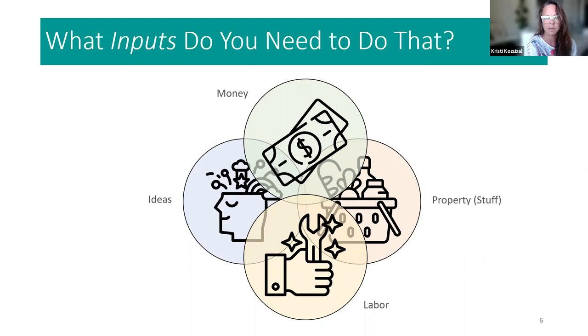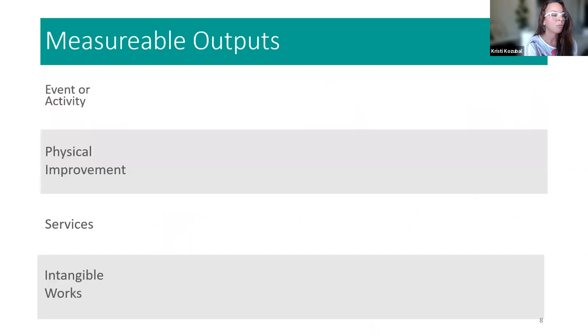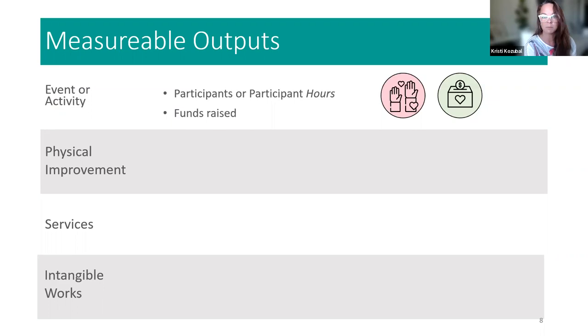Now, how do you know if you're successful? This is the meat and potatoes of your report at the end of the grant cycle. And we want to know what you're going to be successful at ahead of time with goals, right? So what are our goals? So if our measurable outputs, and this, Marlene, will help you understand what we're getting to. If it's an event or activity, you have participants, the number of participants, or the number of participant hours.